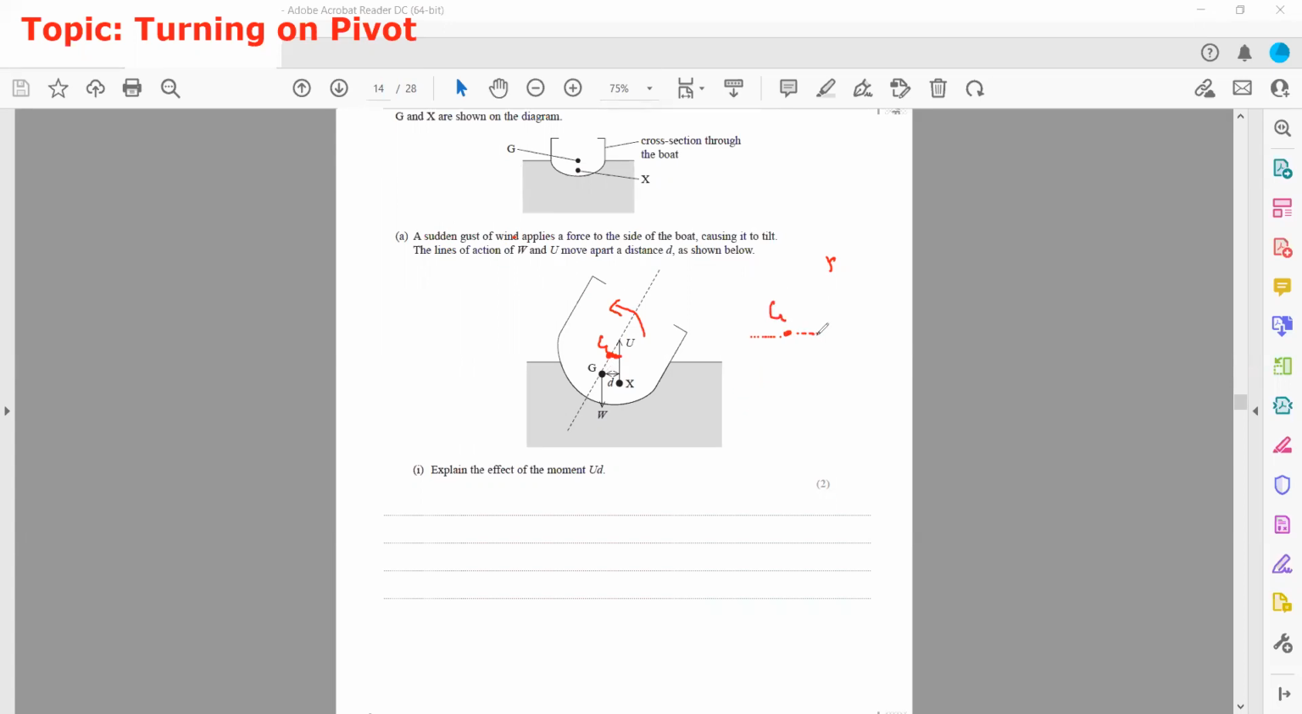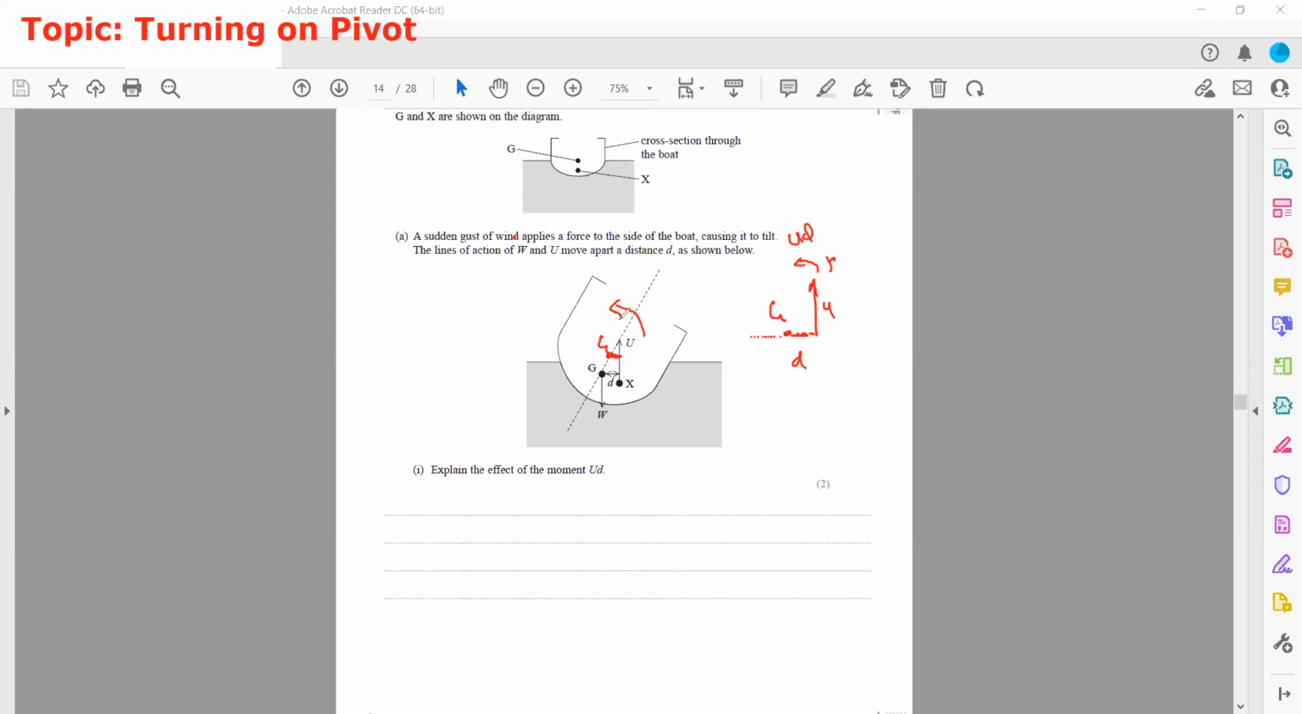The center of gravity is G and this one is U. The distance D is there, and as G is raised, the distance D between the center of gravity and U decreases. As a result, when this distance decreases, what will happen to the anti-clockwise moment? The anti-clockwise moment will decrease as well.